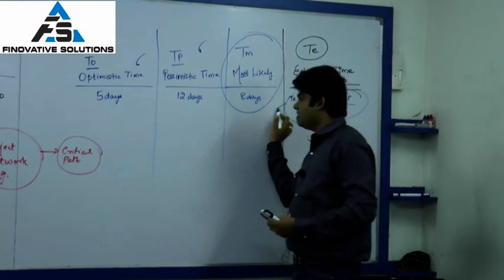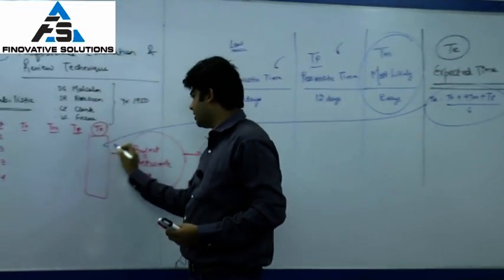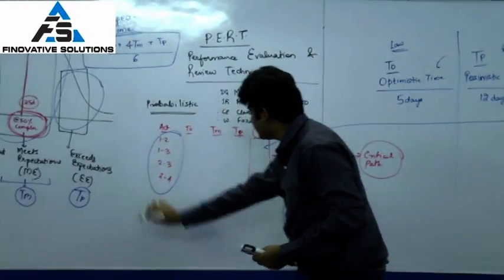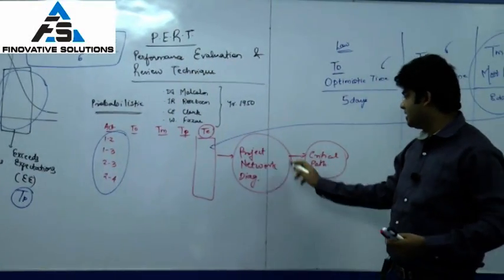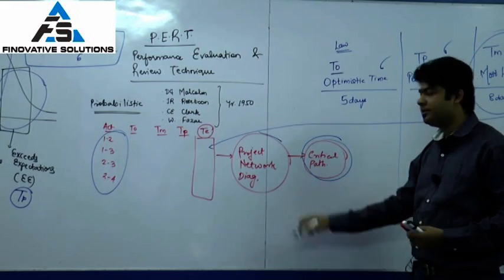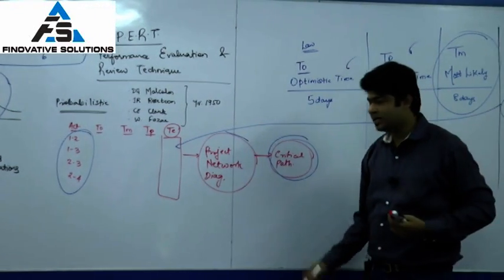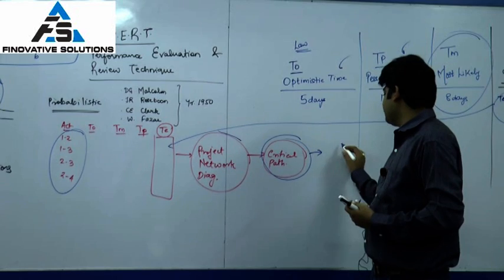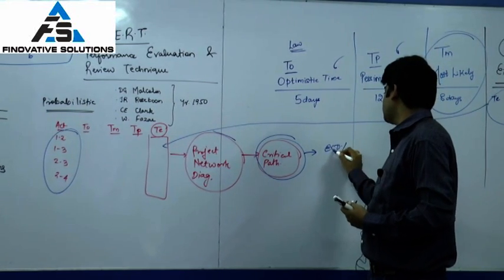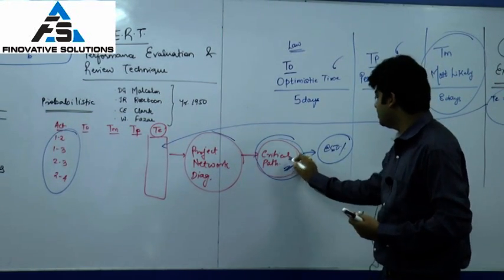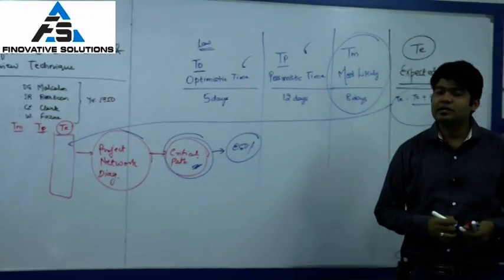Based on this TE I will get project duration for all the activities that are there in the project. Once that is done, I will get the critical path for that particular project, and once I get that critical path, I will say that it has a 50% chance of being completed in the time duration that my critical path is trying to give me.